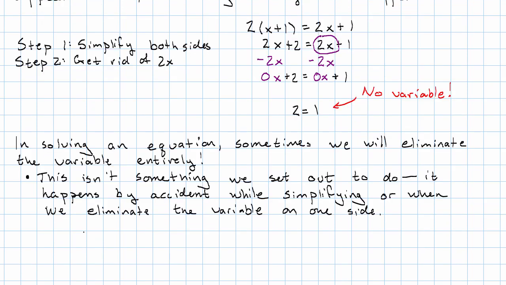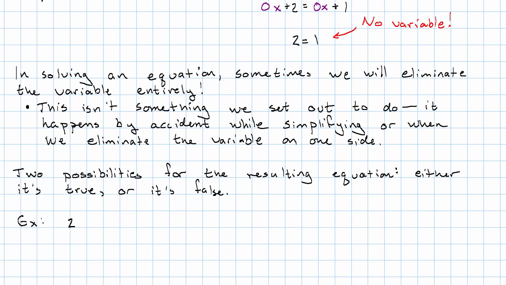When this happens, there are two possibilities. Either the resulting equation with no variables is true, or it's false. In our example above, we started with 2 times x plus 1 equals 2x plus 1, and we got 2 equals 1. 2 equals 1, of course, is false, no matter what. The solution is the number that makes the equation true. We say that this has no solution.